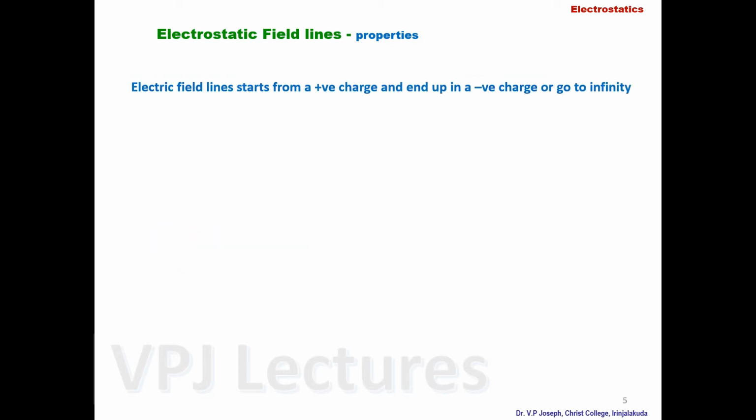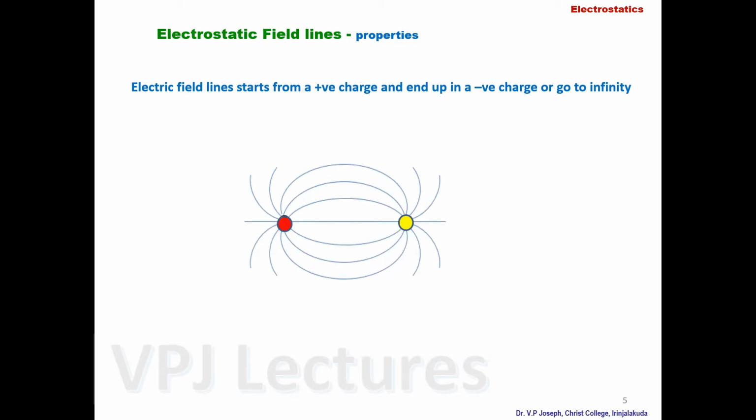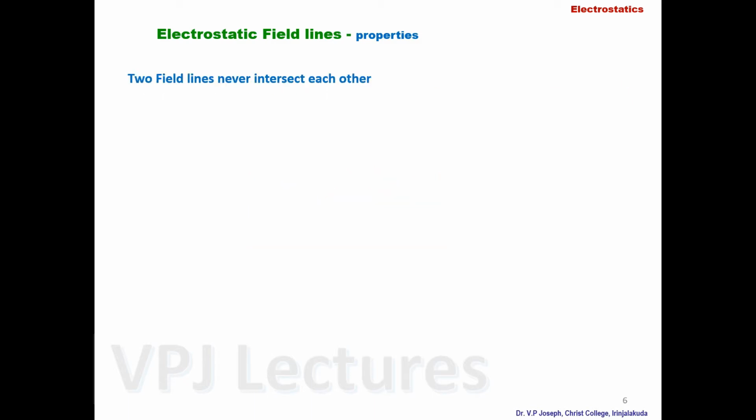Now we can see that the electric field starts from the positive charge and ends in a negative charge, because it is the direction of movement of a positive charge. So it starts from the positive charge and moves towards the negative charge if some negative charge is near, or it moves to infinity if no negative charge is present nearby. So this is the representation of field lines for a plus and minus charge.